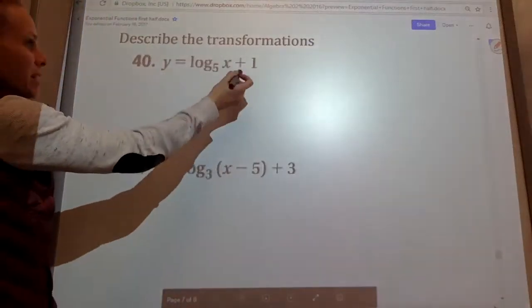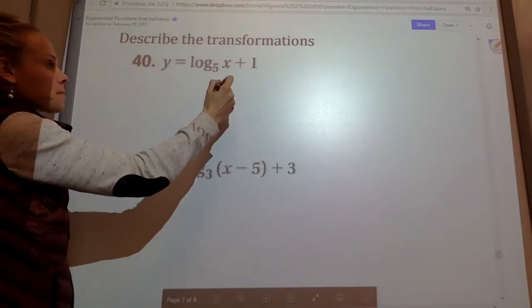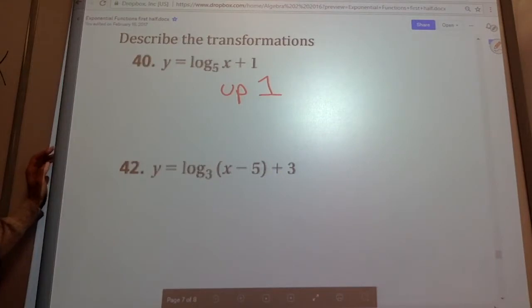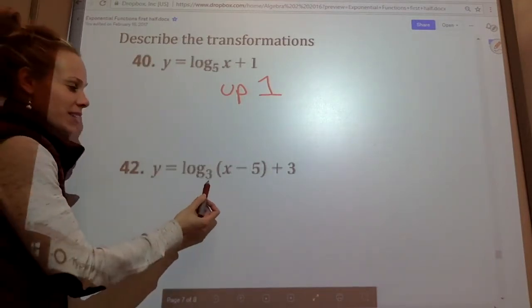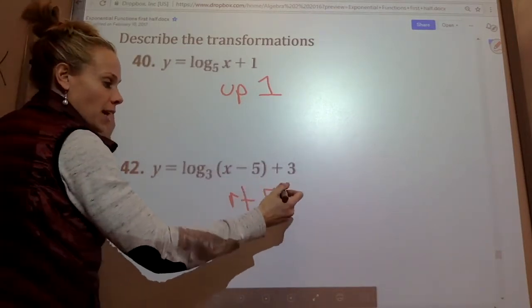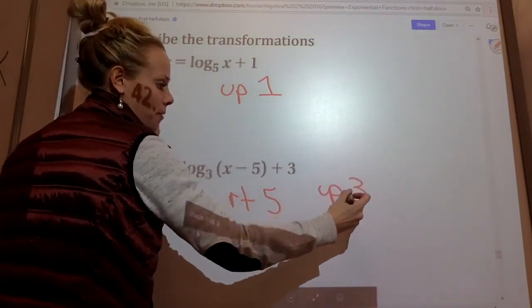So this log of base 5 would be what? Up 1 because there are no parentheses. Good. Okay, what about this log of base 3? Right 5 and up 3. Very good.